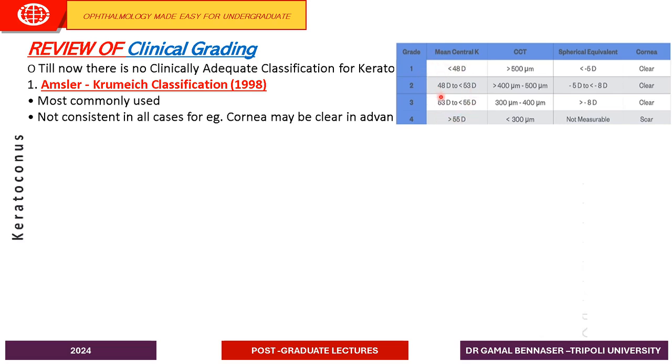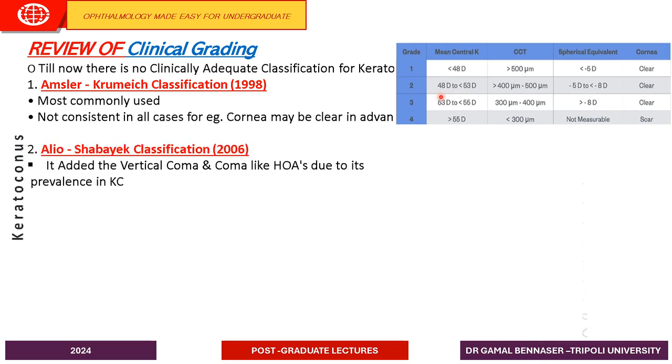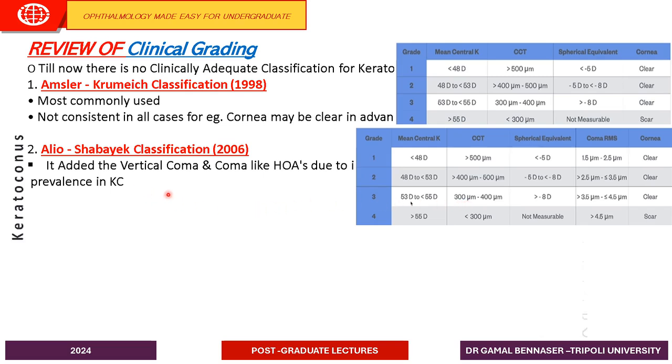The other one is the classification made by Alió-Shabayek in 2006, the same as the Amsler-Krumeich classification, but he added the higher order aberrations, given that in keratoconus there is usually coma, vertical coma, and higher order aberrations. You can notice that he added the root mean square here, and he added the higher order aberrations in the classification. But the same thing: sometimes you find early keratoconus as far as the K reading, however you find high higher order aberrations. So it is not consistent all the time.